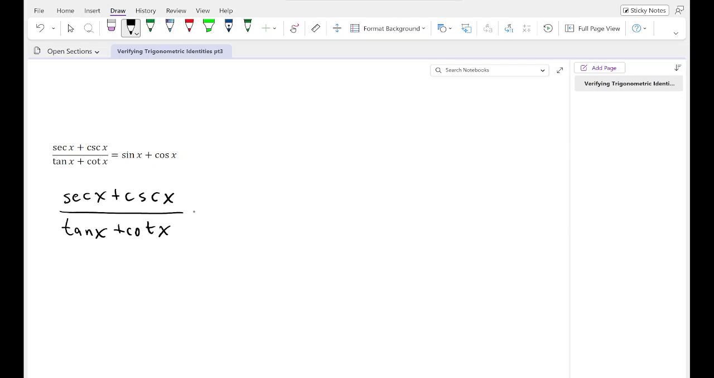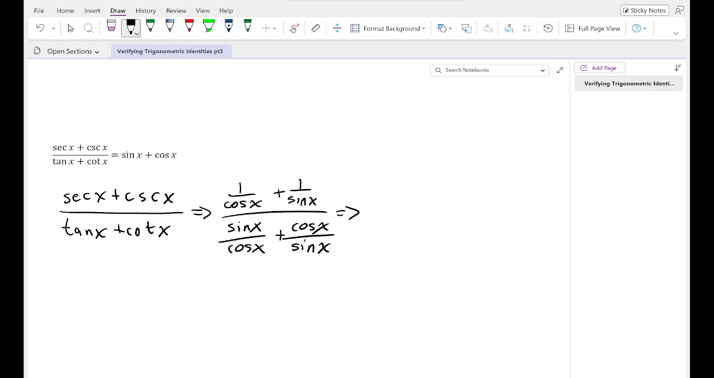So I don't like what I have here, nothing to the second power. I'm going to turn everything into sines and cosines. So 1 over cosine x plus 1 over sine x all over sine x over cosine x plus cosine x over sine x. I got a lot of fractions roaming around here, so I'm going to get one fraction for the top and one fraction for the bottom.